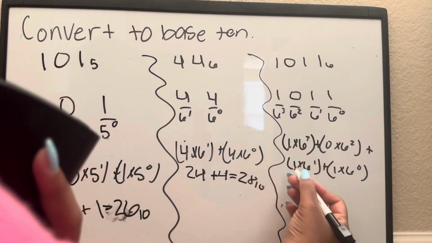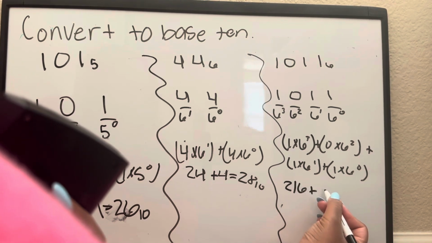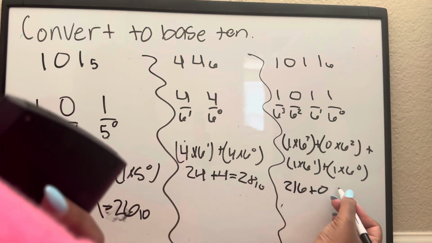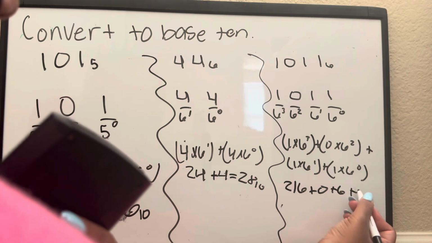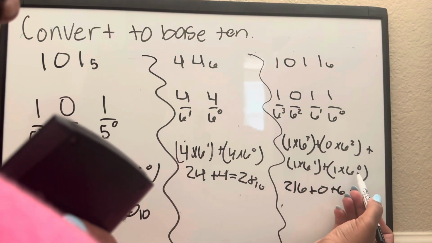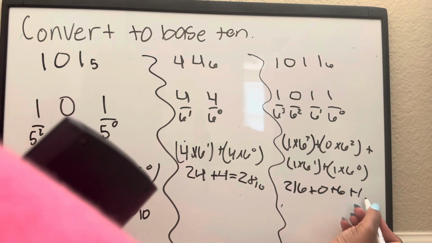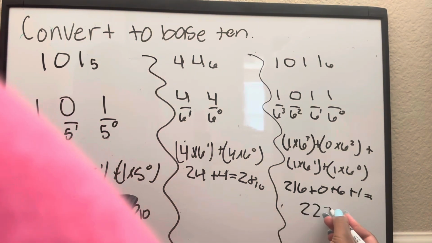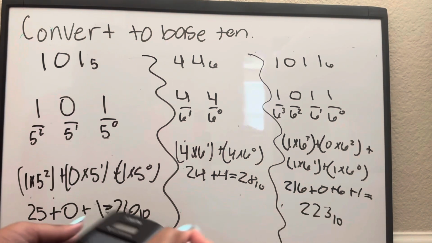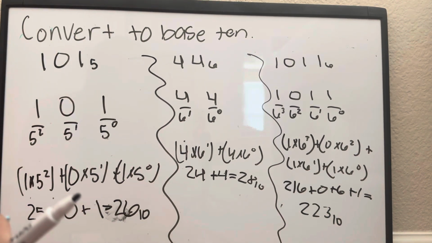6 to the power of 3 is 216, plus 0 times 6 to the power of 2, which is just 0, plus 1 times 6 to the power of 1, which is 6, plus 1 times 6 to the power of 0, which just equals 1, so 1 times 1 equals 1. Adding that all up, you get 223 with the base of 10. So that is how you convert to base 10. Now we are going to learn how to convert from base 10.